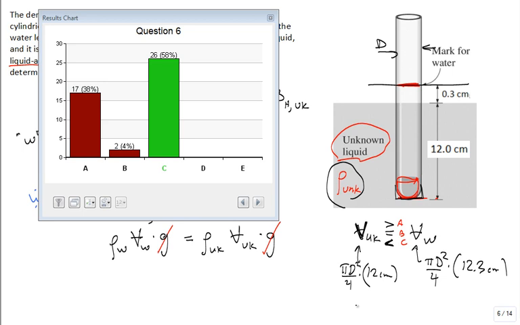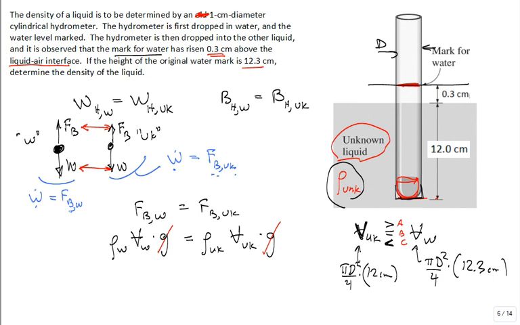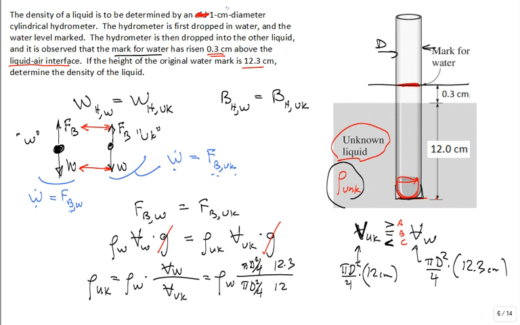Okay, so at this point I've already graded that, so I can write the equation that I'm looking for. The density of the unknown fluid is equal to the density of water times the volume displaced by the hygrometer in the water divided by the volume displaced by the unknown fluid. It's rho of the water. The pi d squareds over 4 cancel. Let me just write them both. And then I'll have the 12.3 divided by the 12. So the areas cancel.